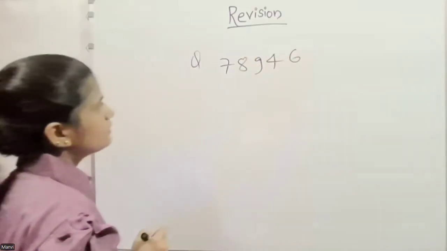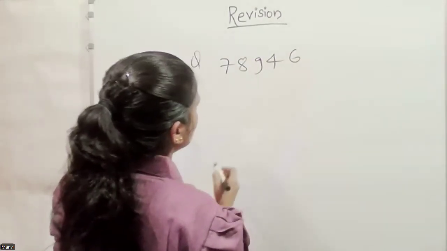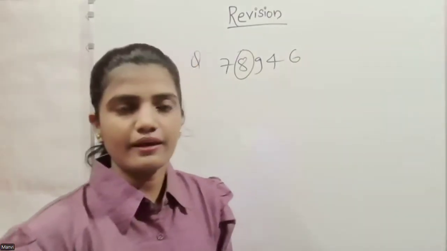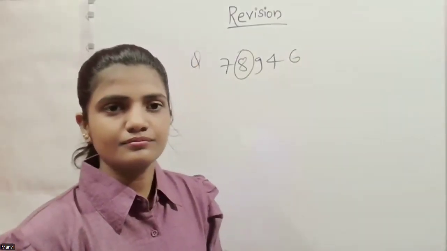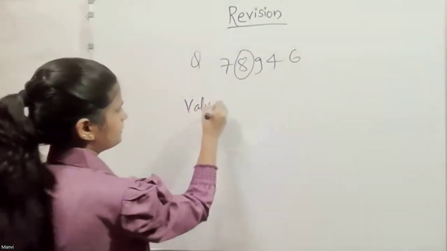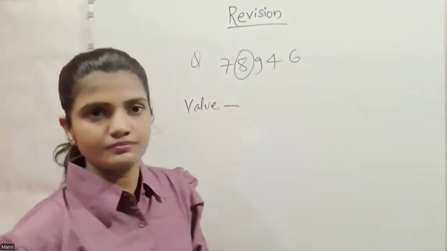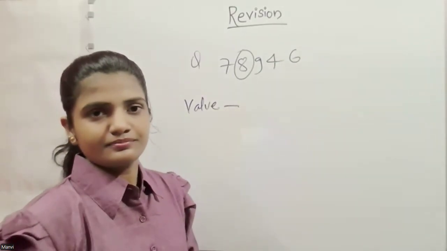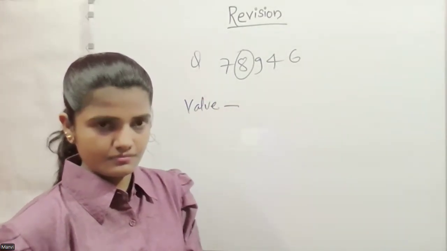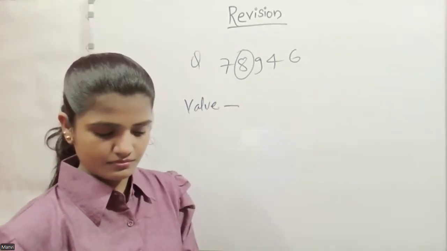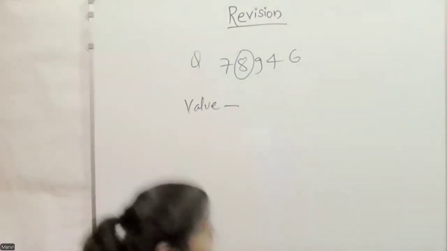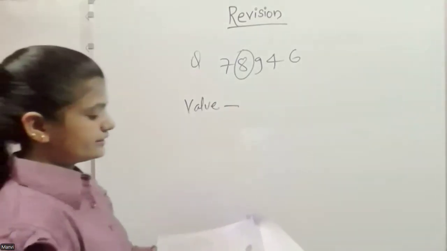Now try this one: 78946. You have to tell me the value of digit 8 here. Value, not place value. Can I tell in the chat box? Yes, please. It's the second one. Good. Yes, that's correct.